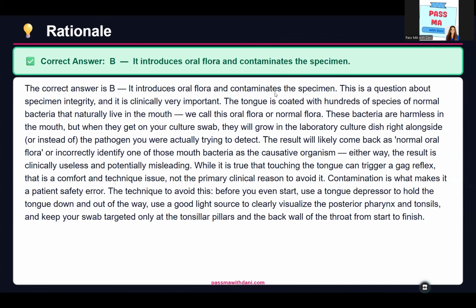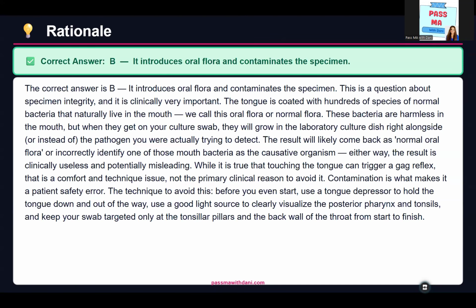Now, for this one, if you said B, it introduces oral flora and contaminates the specimen, you are correct. So we've touched base on this one a couple of times today. This one's a question about specimen integrity, and it is clinically important. The tongue is coated with hundreds of special normal bacteria that naturally live in our mouths. Now, we call this oral flora, or normal flora.